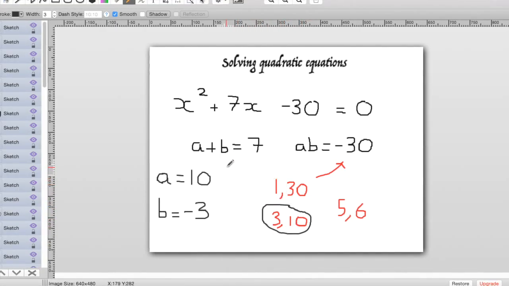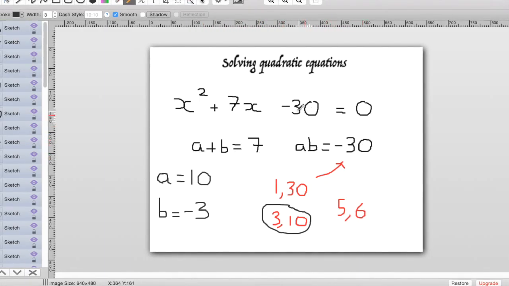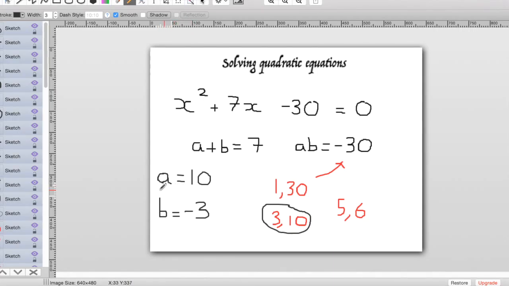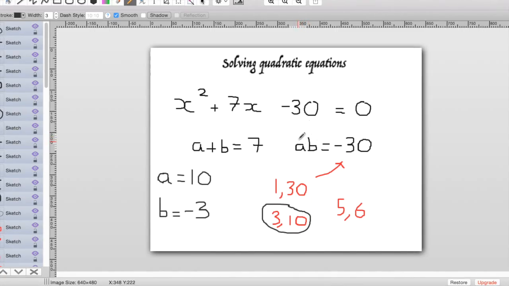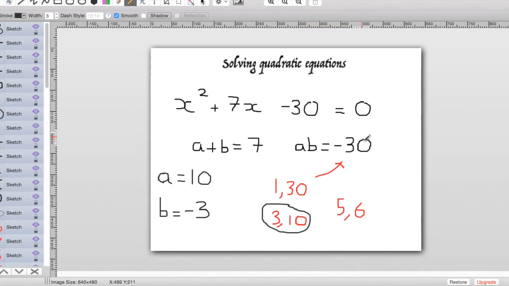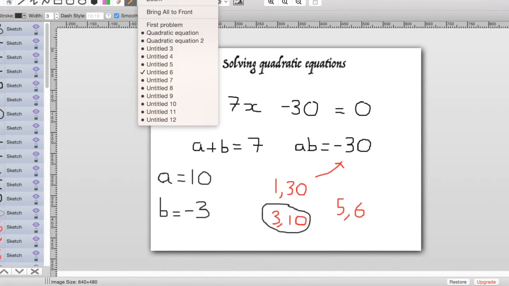Now let's make sure we've got our signs right. The original hypothesis has to say that AB equals minus 30 and A plus B equals 7. So let's just make sure we get our signs the right way around. If we try a equals plus 10 and b equals minus 3, because we know one of them has to be positive, one has to be negative, because you're multiplying two numbers to give a negative number, then we can see 10 minus 3 is 7, and 10 times minus 3 is minus 30.